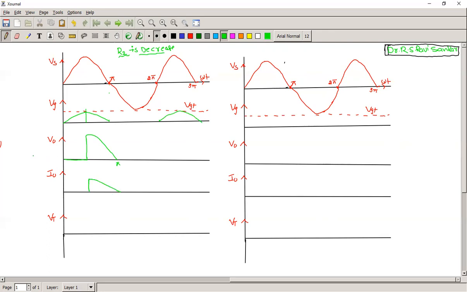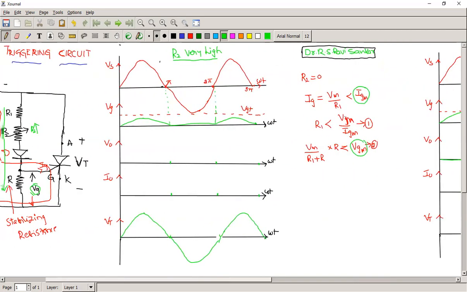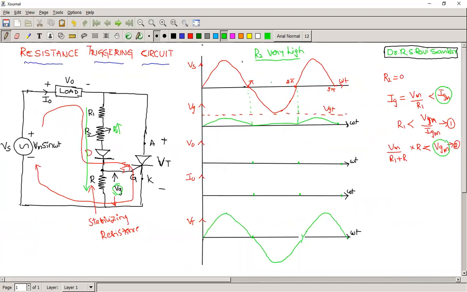Again, from pi to 2 pi, the SCR is reverse bias, because the upper terminal is negative. If you see the circuit diagram, during the negative cycle this terminal is negative and this one is positive. With this polarity, the SCR is reverse bias, and that is happening between pi and 2 pi.